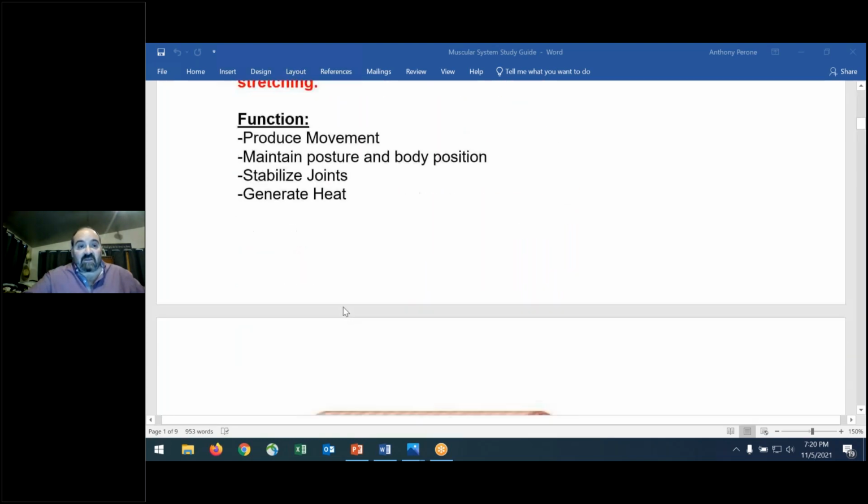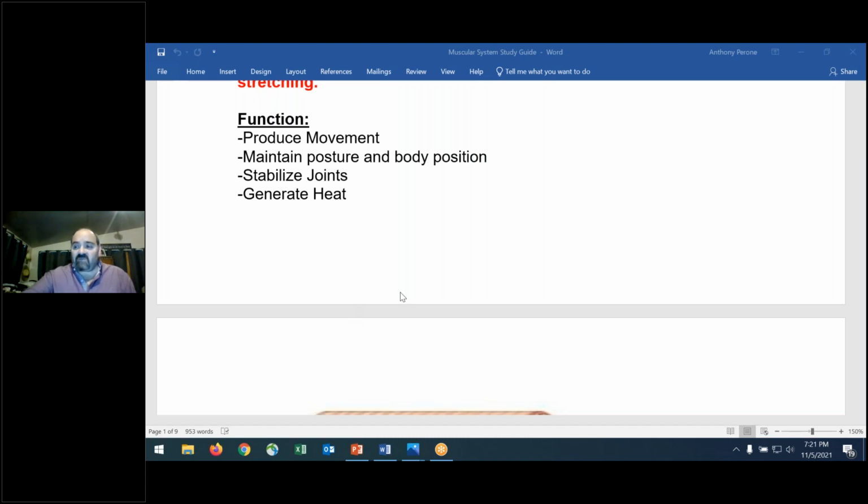As far as the function of muscular tissue is concerned, yes, it can produce movement. It can help to maintain posture and body position. As I'm sitting here in front of you lecturing, I'm not just slumped over, so I have some type of erect posture. I'm not standing, I'm sitting, but I'm still maintaining some type of posture. My musculature is not fully contracted, and not all of the muscle fibers are contracting, but a portion of those muscle fibers are contracting in the postural muscles of my body in order to keep me upright. There's also stabilizing joints, and as a result of exercise, as a result of contraction, we produce heat.